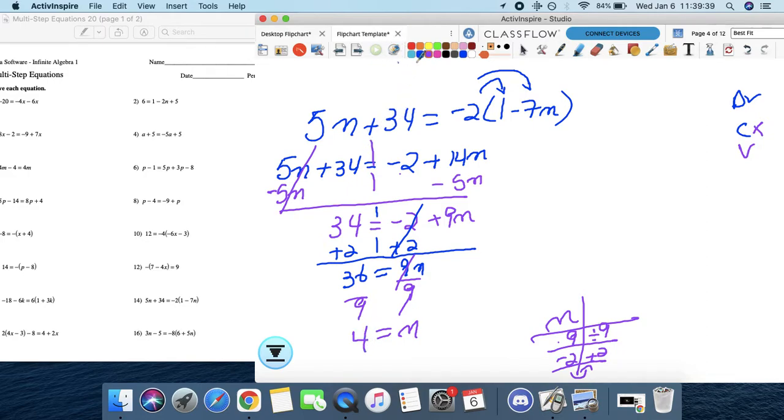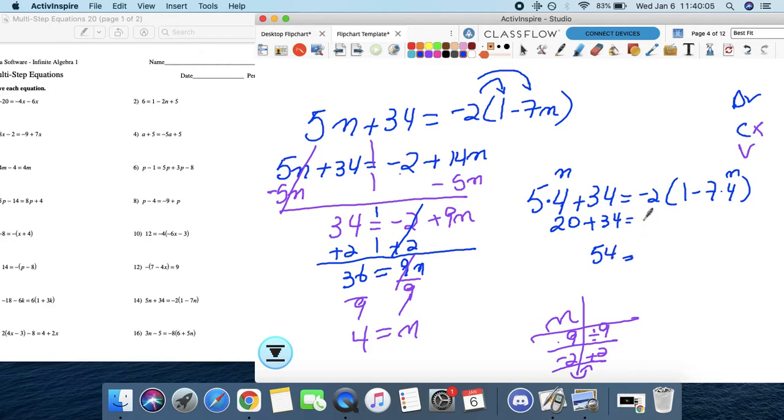Ta-da! Now, again, we're going to substitute. Every time I see an n, I put a 4. So it's 5 times 4, and here was the n, plus 34 equals negative 2 times (1 minus 7 times 4). And again, this was the n. So over here, 5 times 4 is 20. Plus 34, that's easy. It's 54.